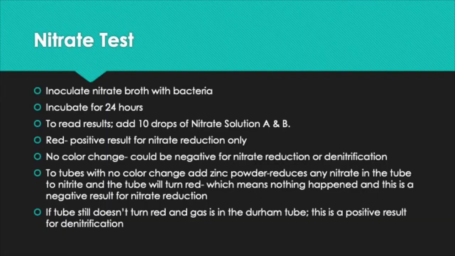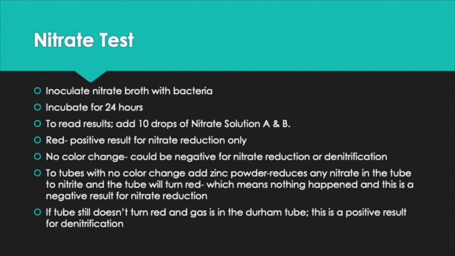Now, let me tell you what the zinc does. If any nitrate is still in the tube, this zinc is going to reduce it to nitrite. We've already added A and B to the tube, that's still in there. So once I add the zinc, if there's nitrate in the tube, it will reduce it to nitrite, and the tube will turn red. If you get that reaction, that is a negative result. So after you add the zinc, if you get red, that is a negative result. That means that the nitrate was still in the tube, so the bacteria didn't use it at all.